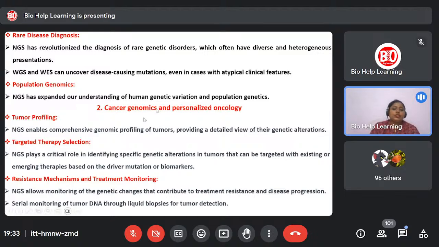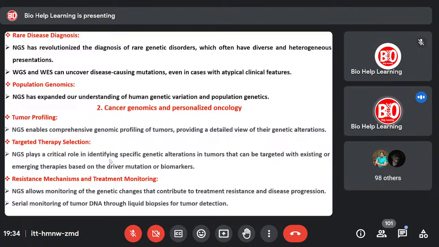Next is cancer genomics and personalized oncology. First is tumor profiling. Tumor profiling, in short, we can call a DNA chip. It is useful to understand the further progression of the tumor, and you can treat a person using genes. Next is targeted therapy selection. Targeted therapy plays a critical role in identifying specific genetic alterations in tumors that can be targeted with existing or emerging therapies based on driver mutations or biomarkers. So if you identify a particular gene responsible for causing a tumor, that can be a biomarker or driver mutation.